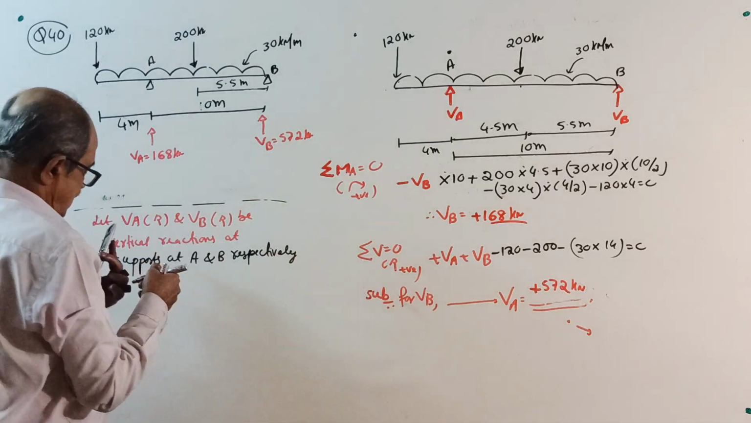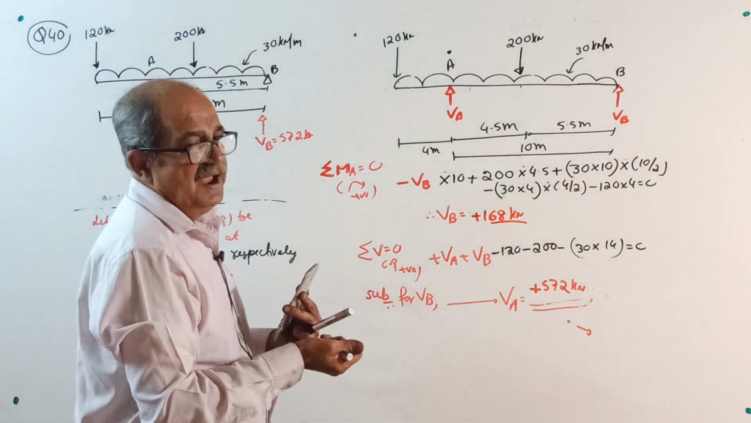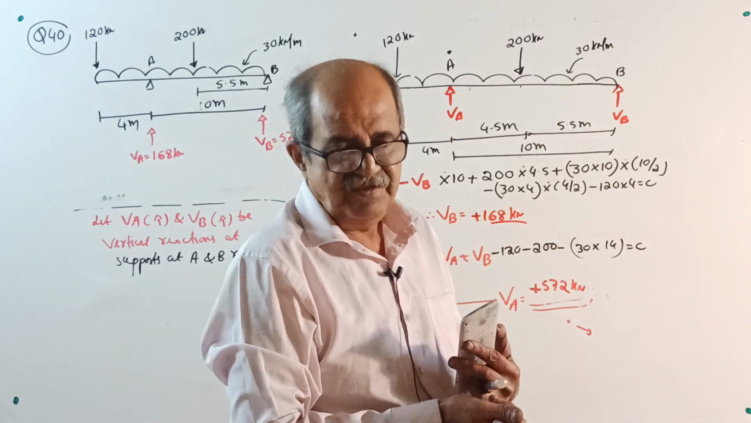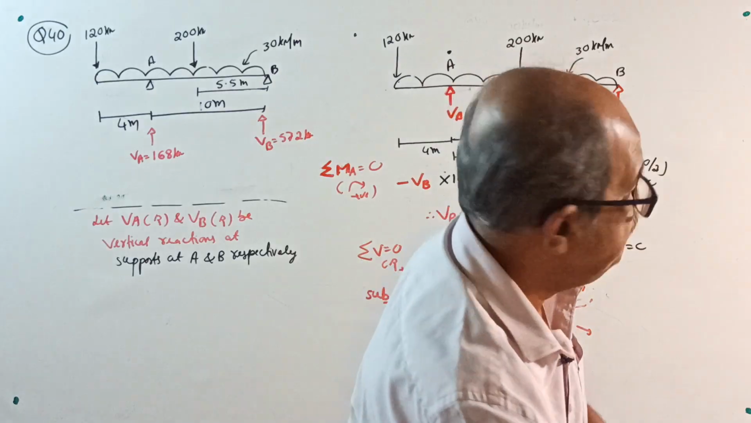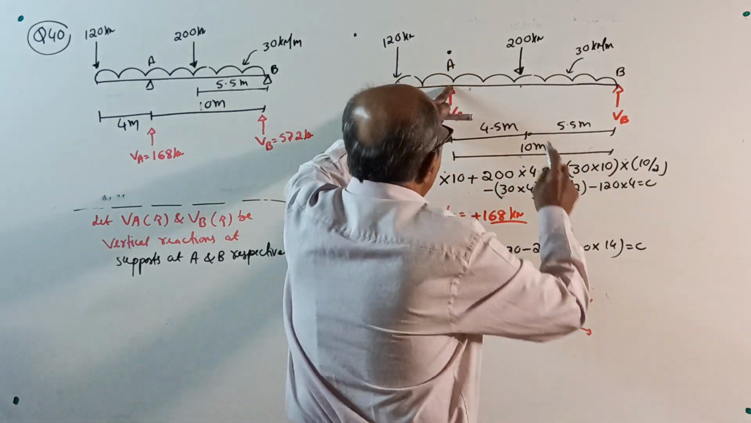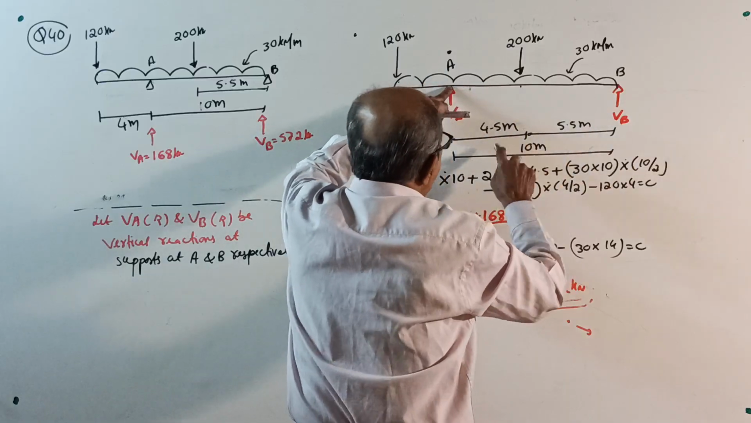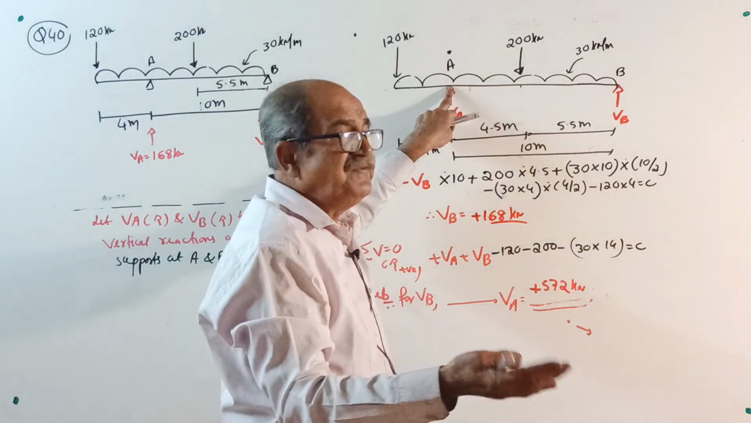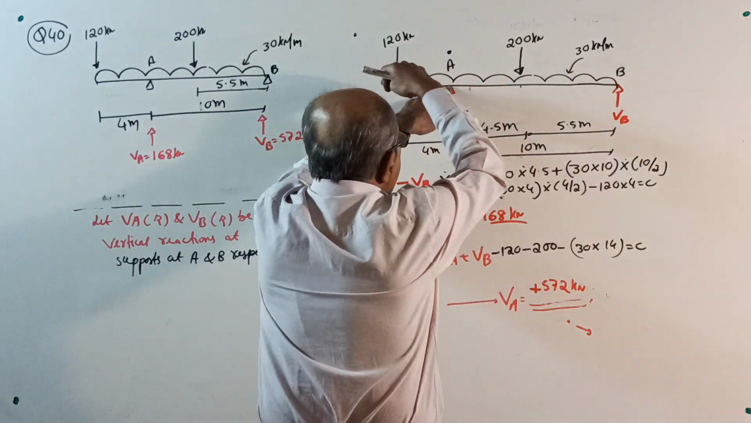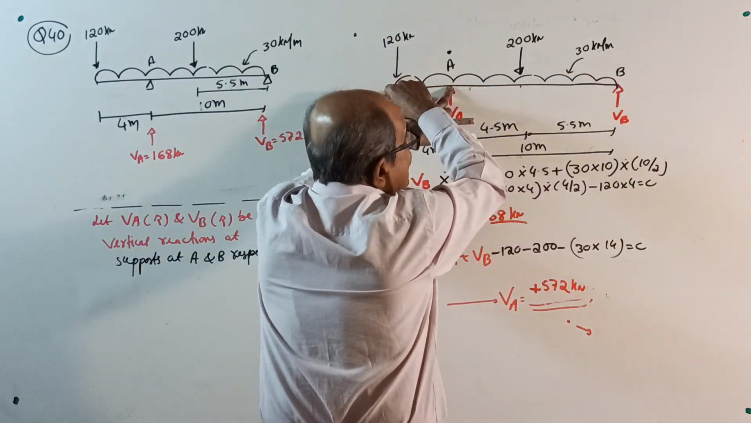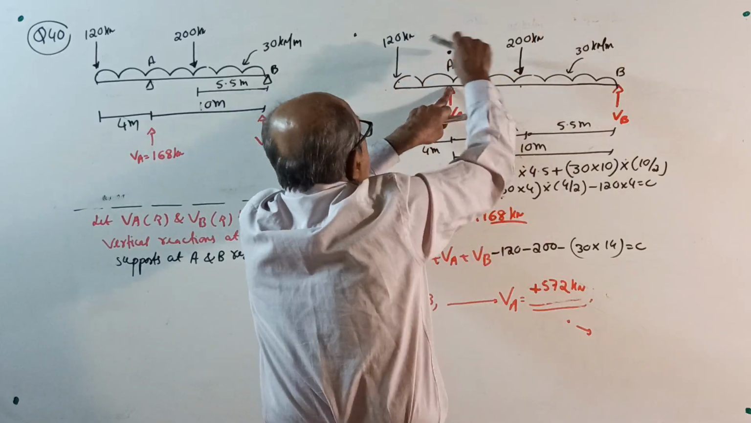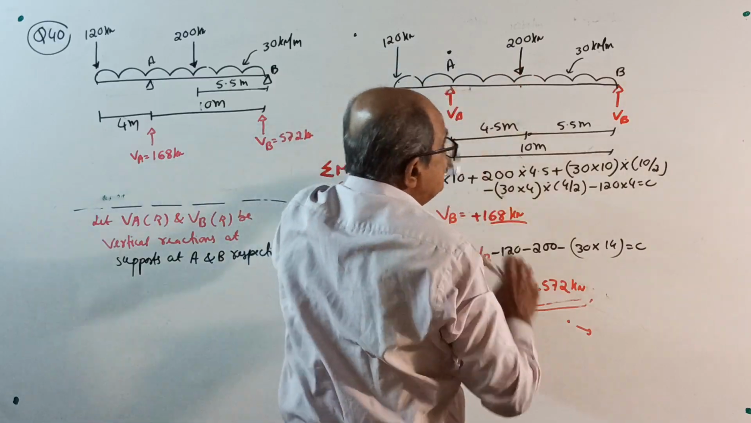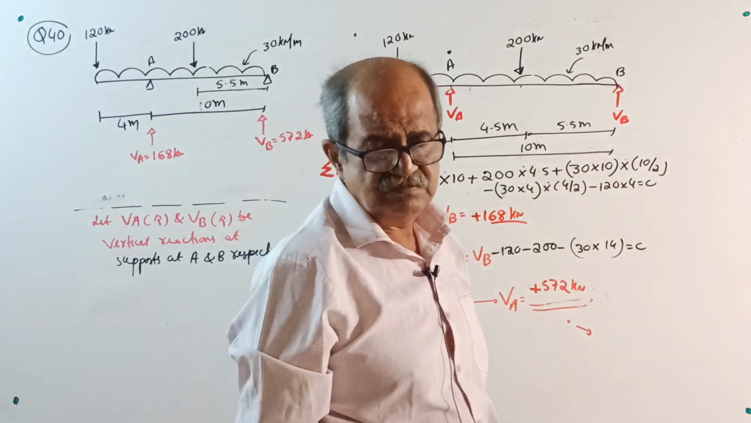Okay, now, just for information, I should not tell every class this way. See, I am telling this earlier. When you take moment about A, right side UDL is 10 meter, left is 4 meter. You need not split. You can take a single load. Then 30 into 14 is the load. It is acting at 7 meter from here. So into bracket 7 minus 4. That way do it. Okay.